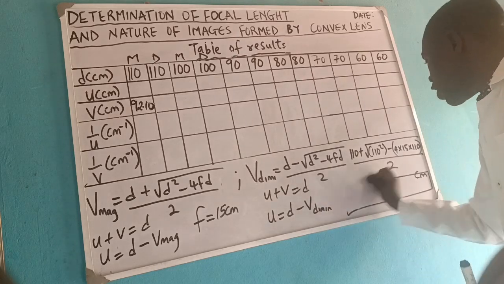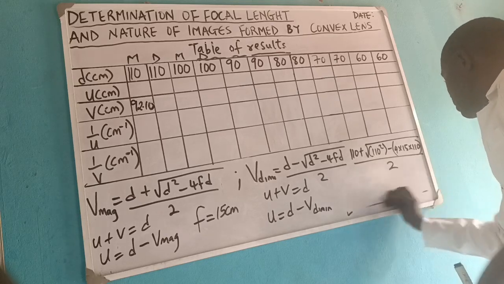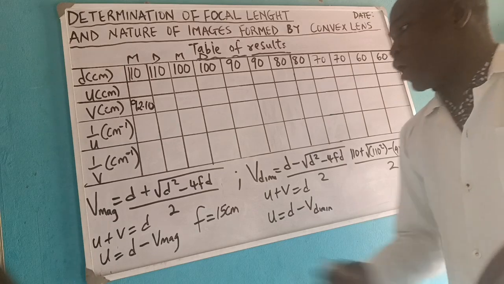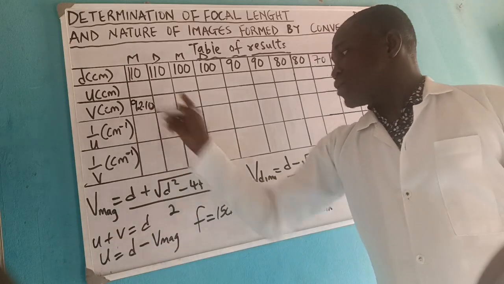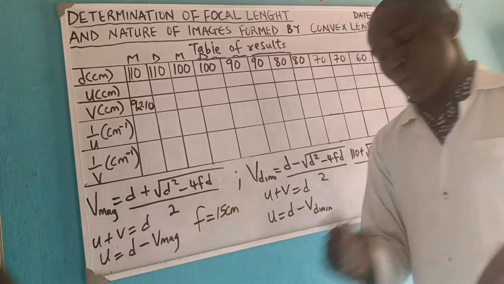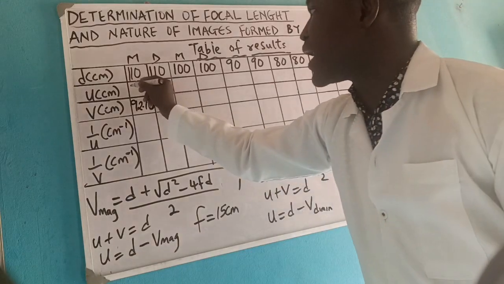Okay, so you do that for the second one. So once you get 92.1, what will be your u? Your u will be 110, because your d is 110. 110 minus 92.1, and that will give you 17.9.